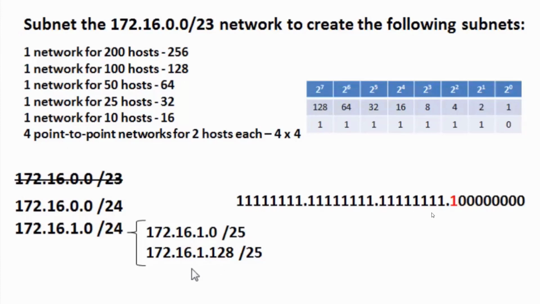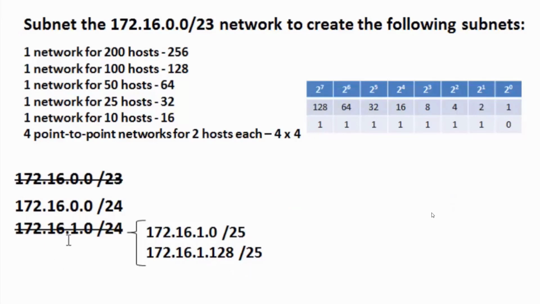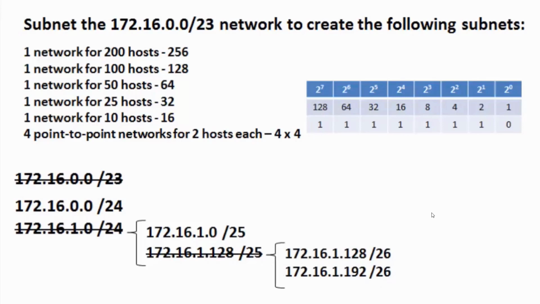Moving on from there, I'll keep the first of these subnets and then further subdivide the second one. So now we no longer have the 1.0 network in its place. We have the 1.0 subnet and the 1.128 subnet. Then I subdivide the 128 subnet into two smaller subnets, /26 each. So now there's no longer a 128 subnet, there's two subnets in its place, a 128 subnet and a 192 subnet. Both of these subnets have a /26 subnet mask.